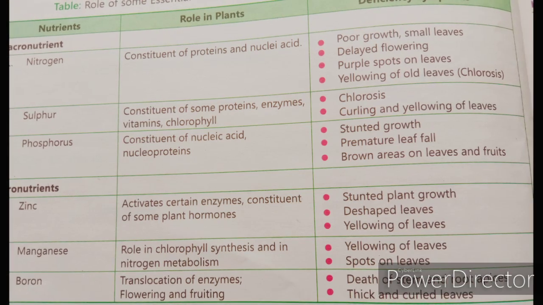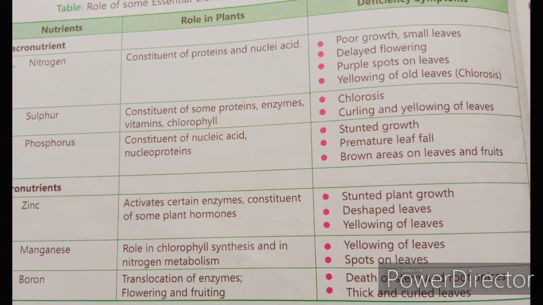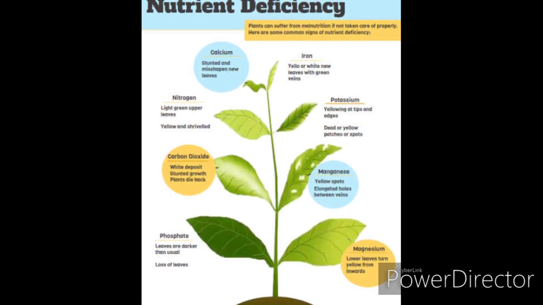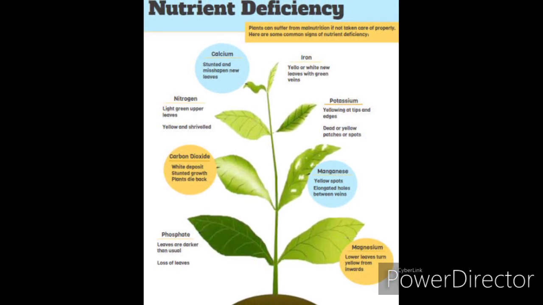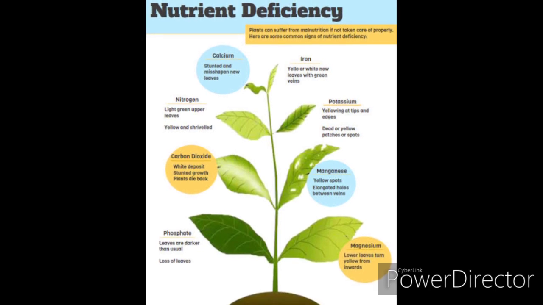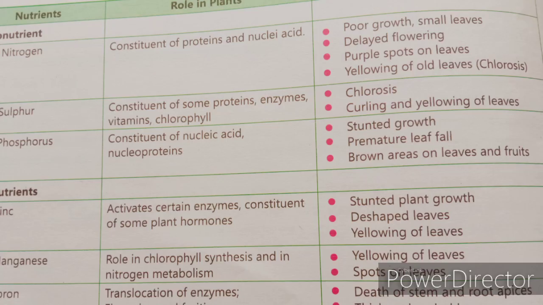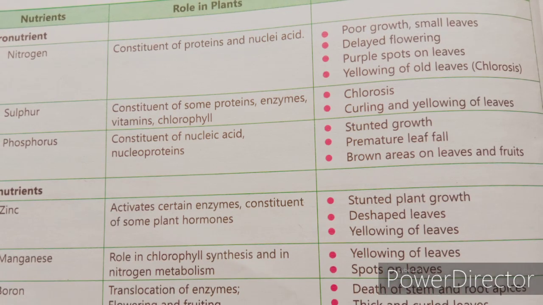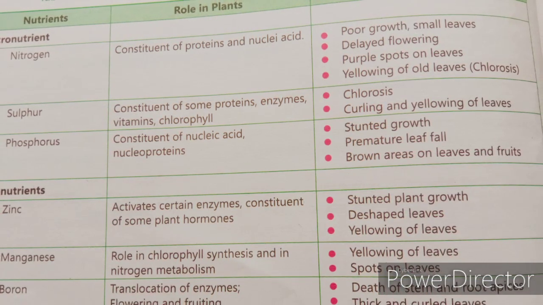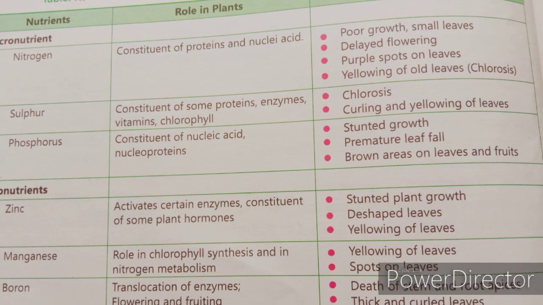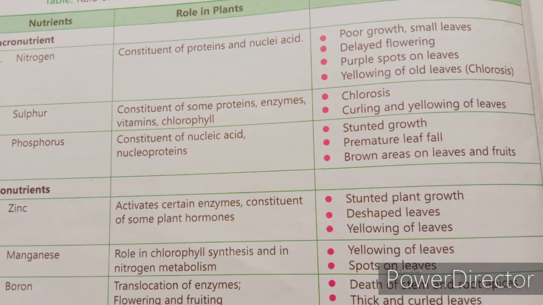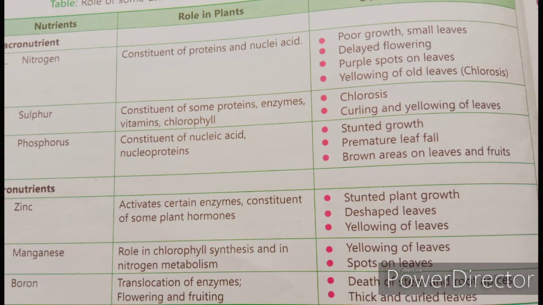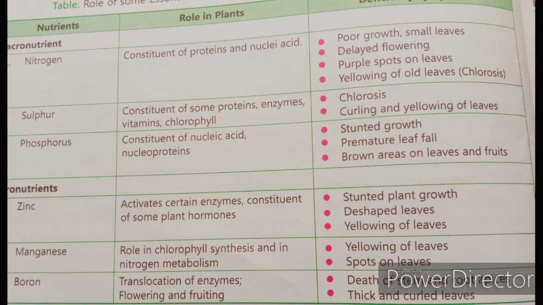Now talking about micronutrients, zinc, manganese and boron. Zinc activates certain enzymes and is a constituent of some plant hormones. As hormones and enzymes are required in human beings, so is it in plants. So if zinc is lacking, then also the plant will show stunted growth. It will have D-shaped leaves. The leaves will not take their proper shape, and there will also be yellowing of leaves.